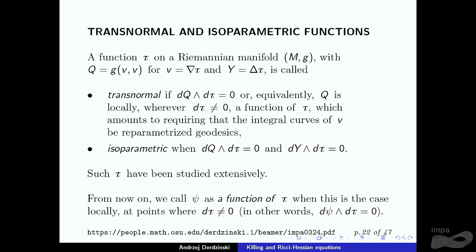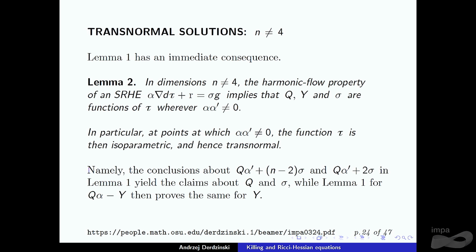So we call a function transnormal if the norm square of its gradient is a function of tau in this sense, and that amounts to saying the same as that the integral curves of the gradient are reparameterized geodesics. So that's the class of transnormal functions, and an isoparametric function is one which is both transnormal and also has the Laplacian, which is a function of tau itself. So these functions, transnormal solutions of our special Ricci-Hessian equation, happen naturally in a variety of situations.